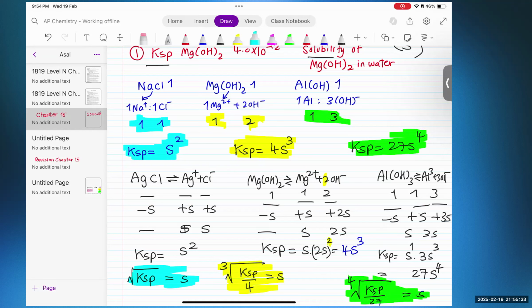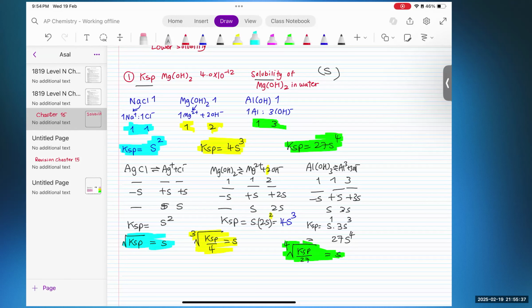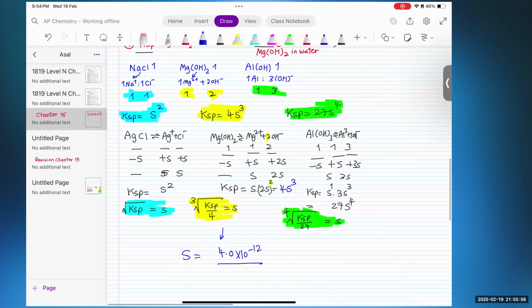طيب السؤال اللي عندي يا مستر قال لي it is ratio 1 to 2. I can see it is 1 to 2 لأن magnesium hydroxide. So basically I will say like this one, KSP بتساوي 4S cubed, S بتساوي الراديكال KSP اللي هو 4 multiplied 10 to the power of negative 12. اعملها division by 4 وبعدين هات radical 3 of this one.